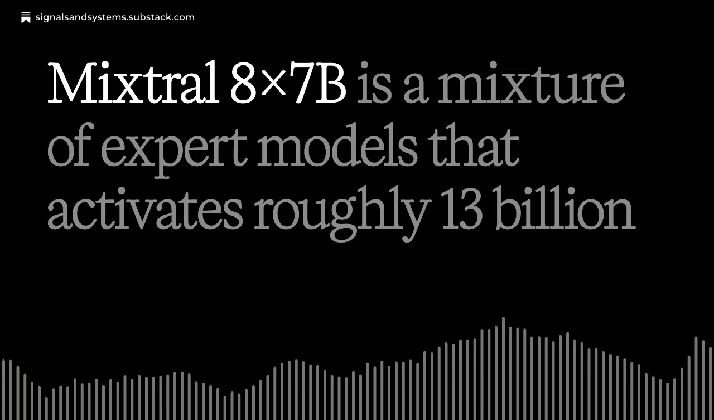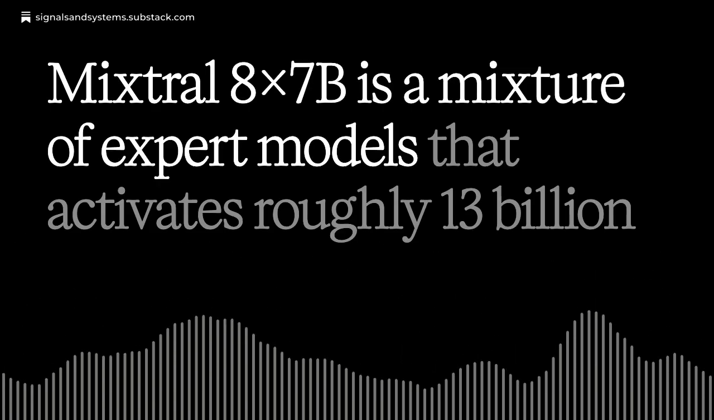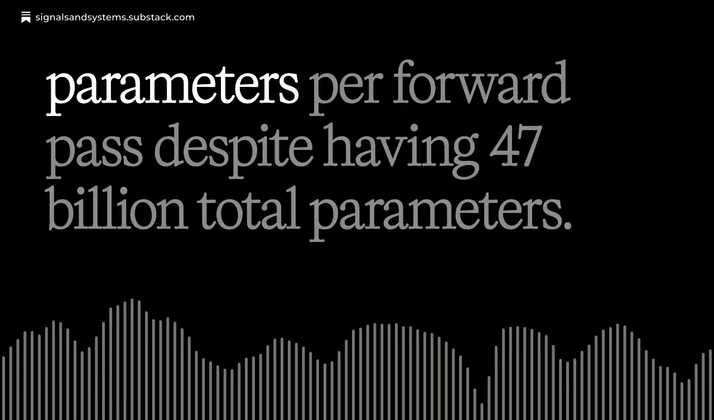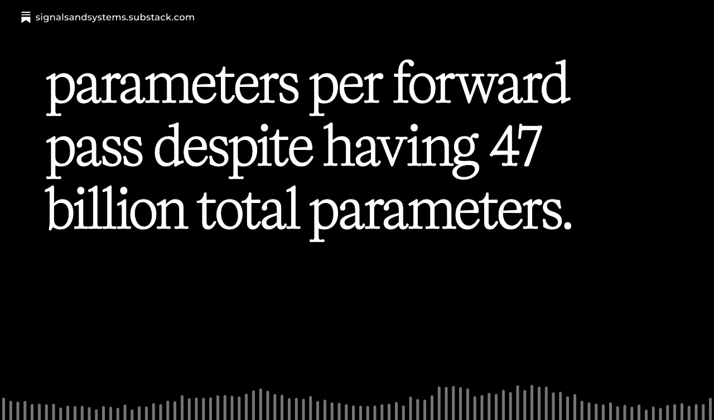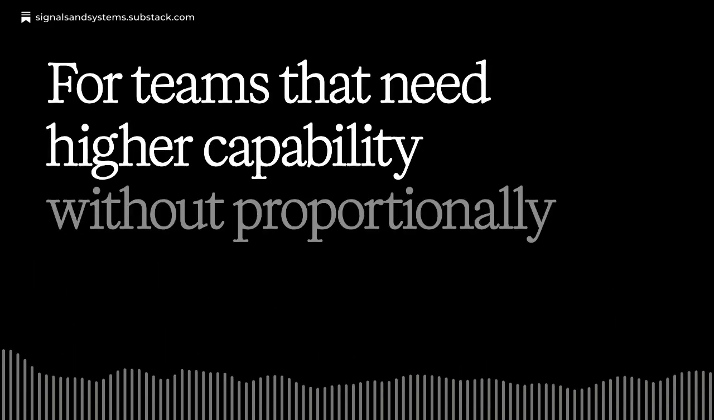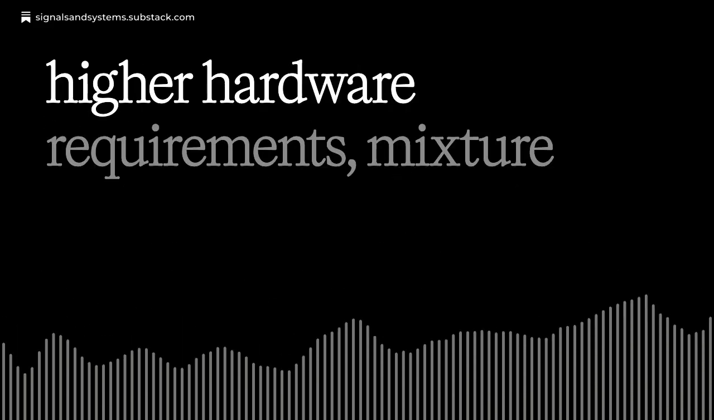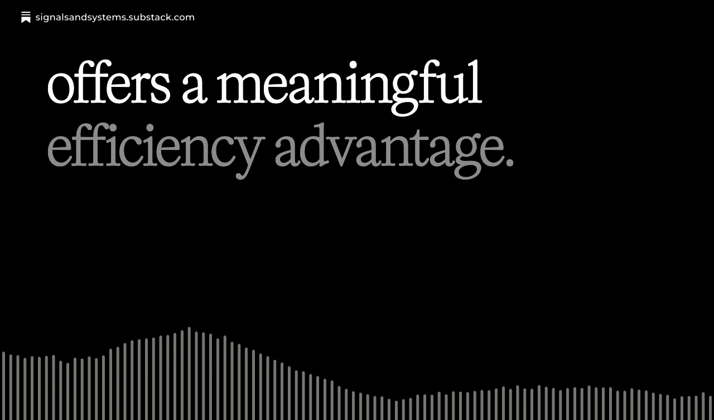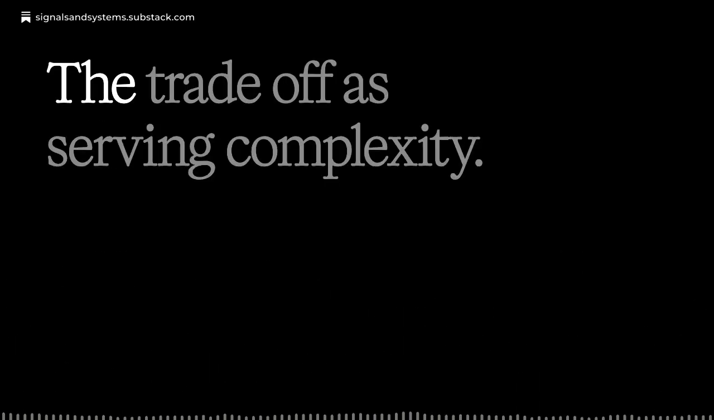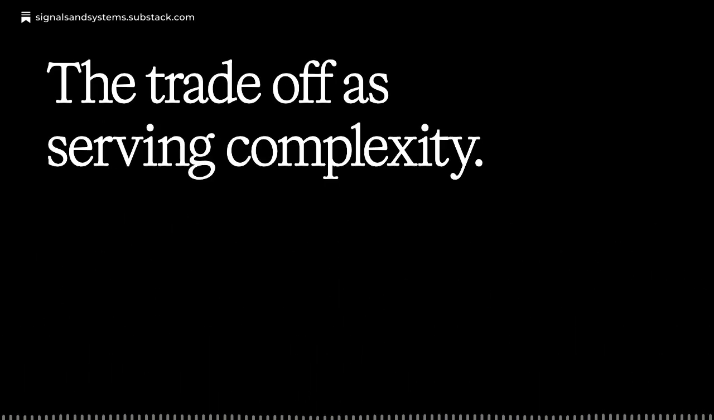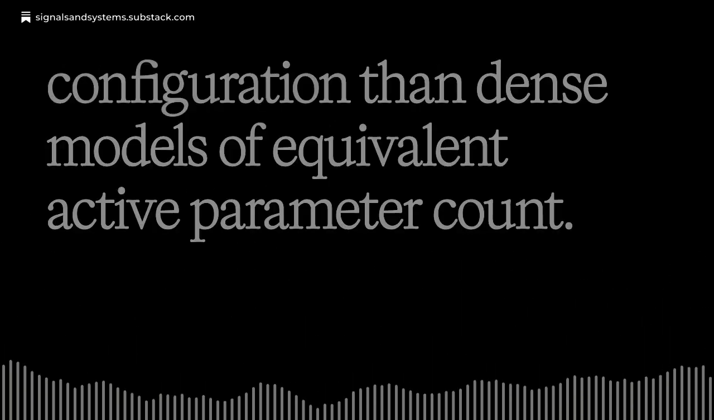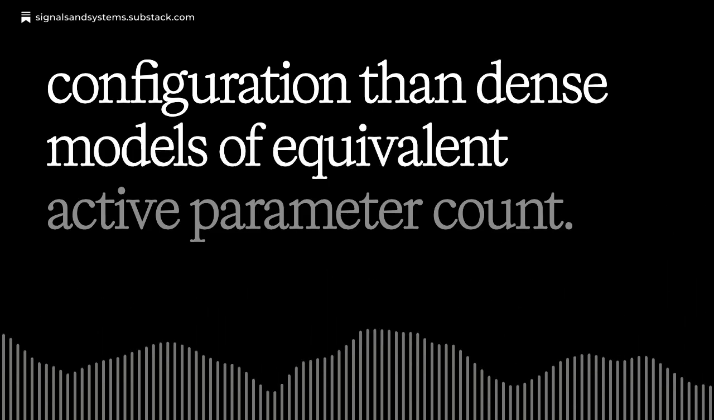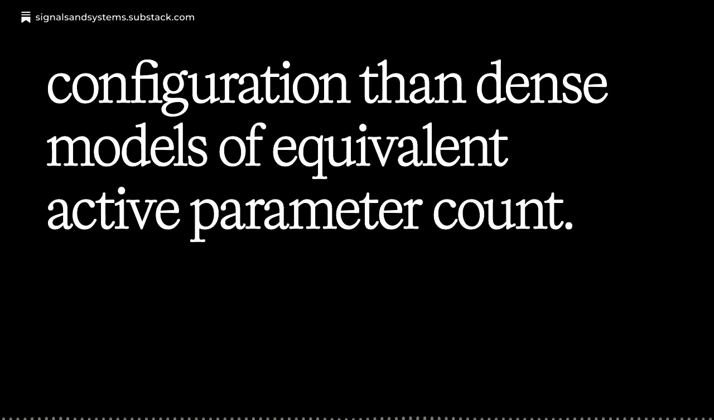Mixtral 8x7B is a mixture of experts model that activates roughly 13 billion parameters per forward pass despite having 47 billion total parameters. For teams that need higher capability without proportionally higher hardware requirements, Mixtral offers a meaningful efficiency advantage. The trade-off is serving complexity. Mixture of experts models require more careful infrastructure configuration than dense models of equivalent active parameter count.